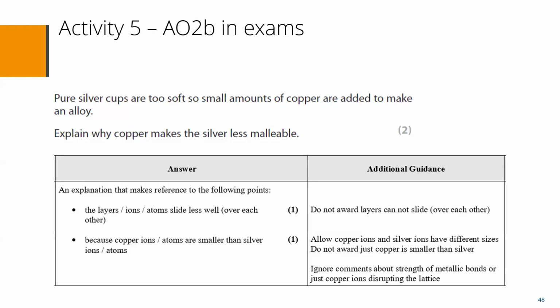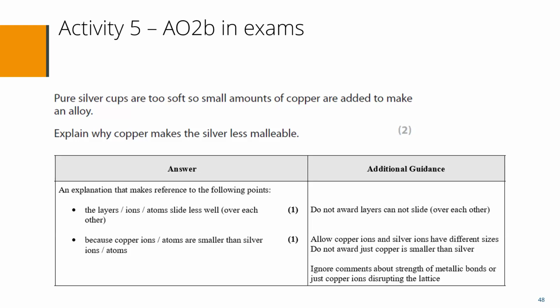Let's now move on and have a look at AO2B questions, and give you an opportunity to mark some of these. Here we've got pure silver cups are too soft, so small amounts of copper added to make an alloy. Explain why copper makes silver less malleable. The explanation that the examiners want to see is the layers or the ions or the atoms slide less well over each other.